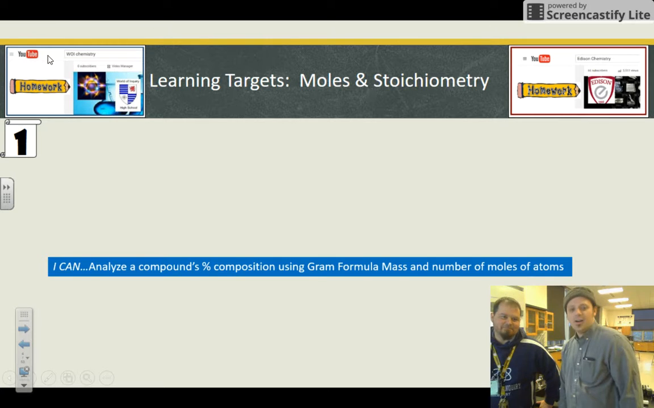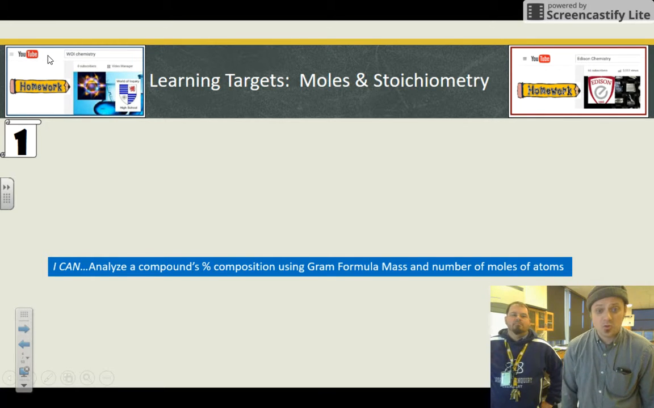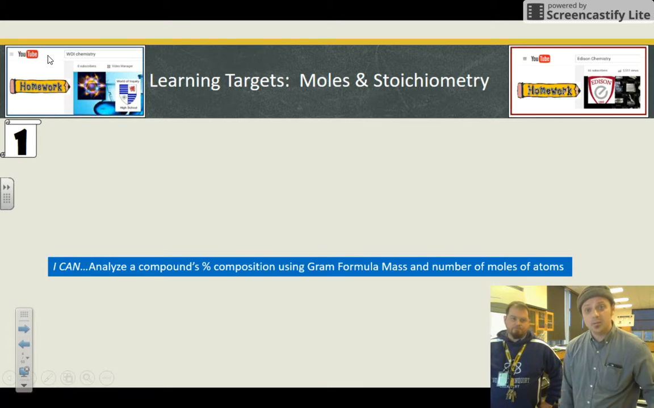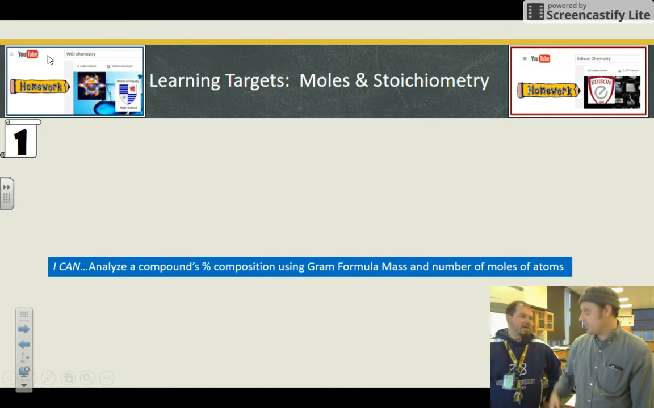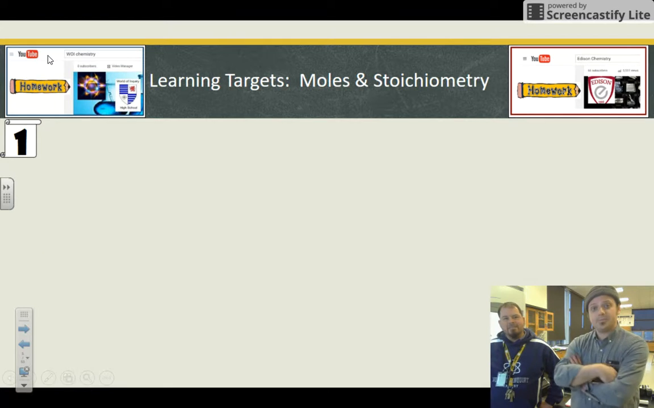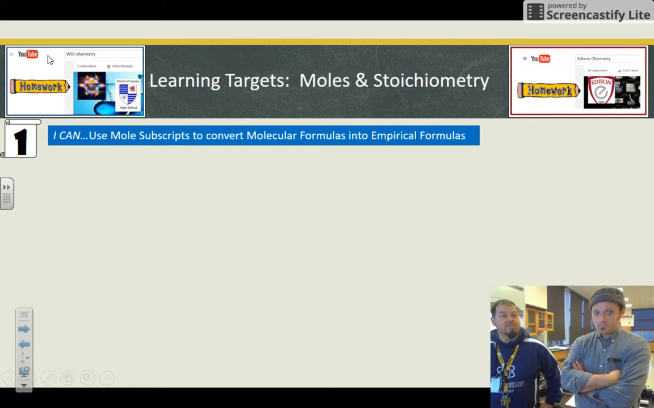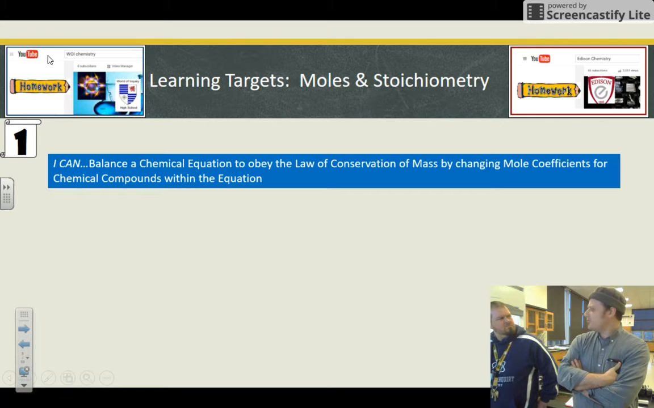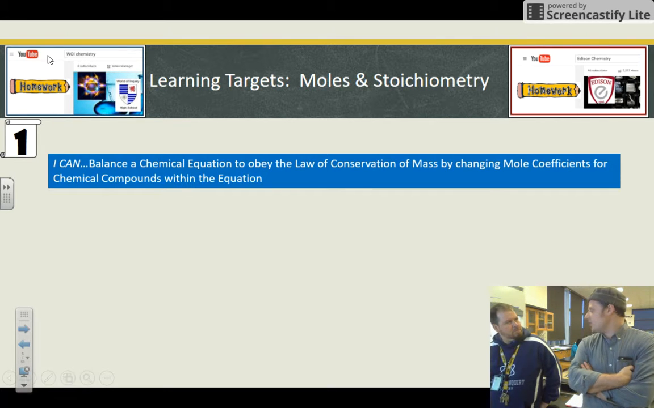You can analyze a compound's percent composition using that important gram formula mass and moles. Sounds like a lab to me. It certainly is. Use subscripts to convert molecular formulas to empirical formulas. Ooh, sounds like we'll need to know what those two things are. This unit's got a lot of relationships back to fractions and lowest common denominators.